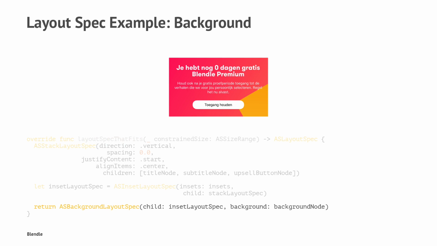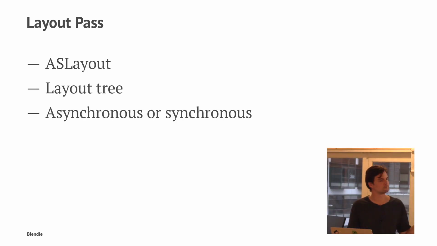This is called on a background thread, and what AsyncDisplayKit does during the layout pass is that the layout spec that fits method is called, and it builds a layout tree. This is all on the background thread, and it starts to measure and calculate everything. And the moment you actually need to lay out your nodes, it has all the information it needs, so it doesn't have to do any calculation. It can just set the frames on all the nodes, and that's the only work that's being done on the main thread.